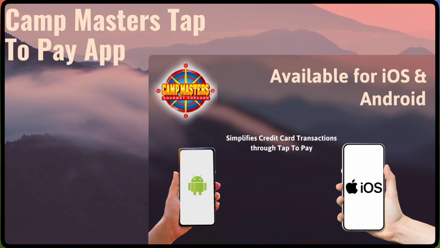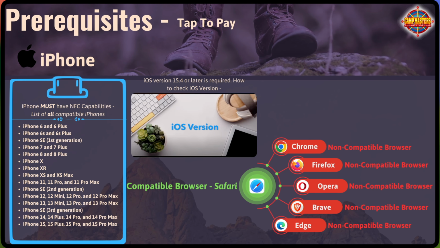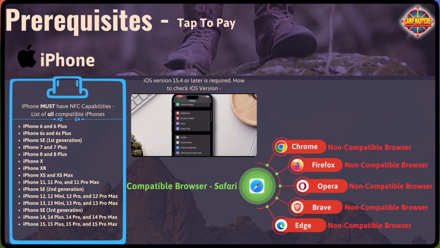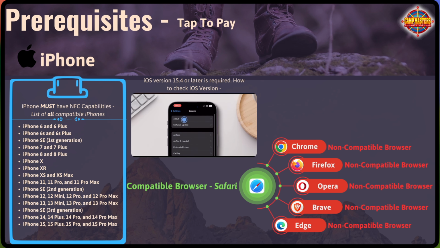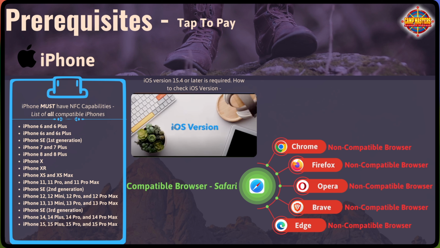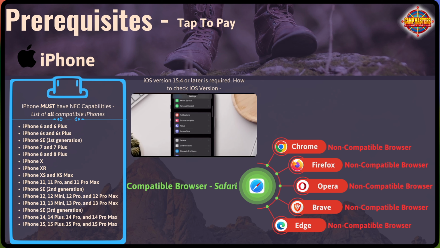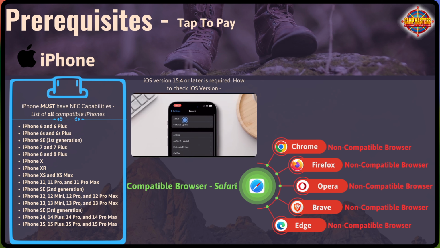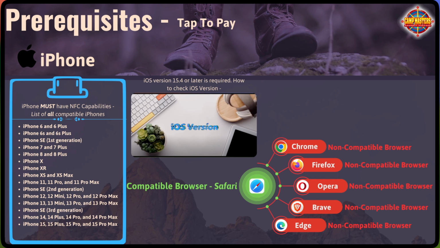The final topic in this presentation is the Camp Masters Tap to Pay app, available for both iOS and Android devices. This app simplifies credit card transactions during storefront events by utilizing tap-to-pay functionality. There are a few prerequisites that should be known before using this app. For iOS users, you must have an iPhone with NFC capabilities and be running iOS version 15.4 or later. Almost all iPhones have this functionality, and almost all are running the required iOS version. The chart on screen will give you an overview of what models are compatible.